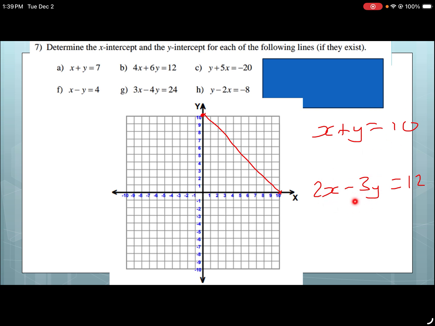For this one, same idea. You say, okay, when x is 0, so this would be gone, you'd have negative 3y is 12. Well, if negative 3y is 12, I can divide by negative 3 to get y is negative 4. So I get that value here, and y is negative 4 comes here.